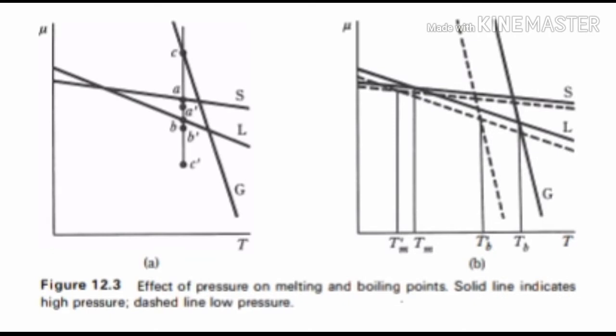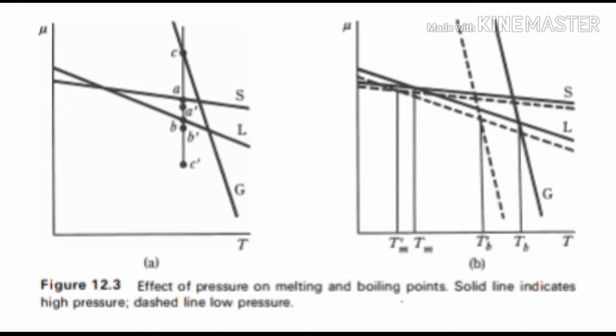Pressure dependence of mu versus T curves. At this point, it is natural to ask what happens to the curves if the pressure is changed. This question is answered using equation 12.2b in the form d mu equals V dP. If the pressure is decreased, dP is negative, V is positive, hence d mu is negative, and the chemical potential decreases in proportion to the volume of the phase.